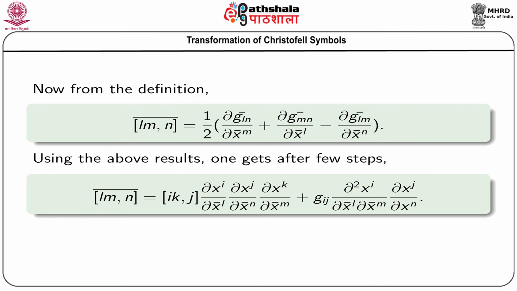So, from this transformation rule, what we can observe is that for the second term there is a term del 2 xi del x bar l del x bar m, and for the second term this transformation rule does not give any transformation for tensors.